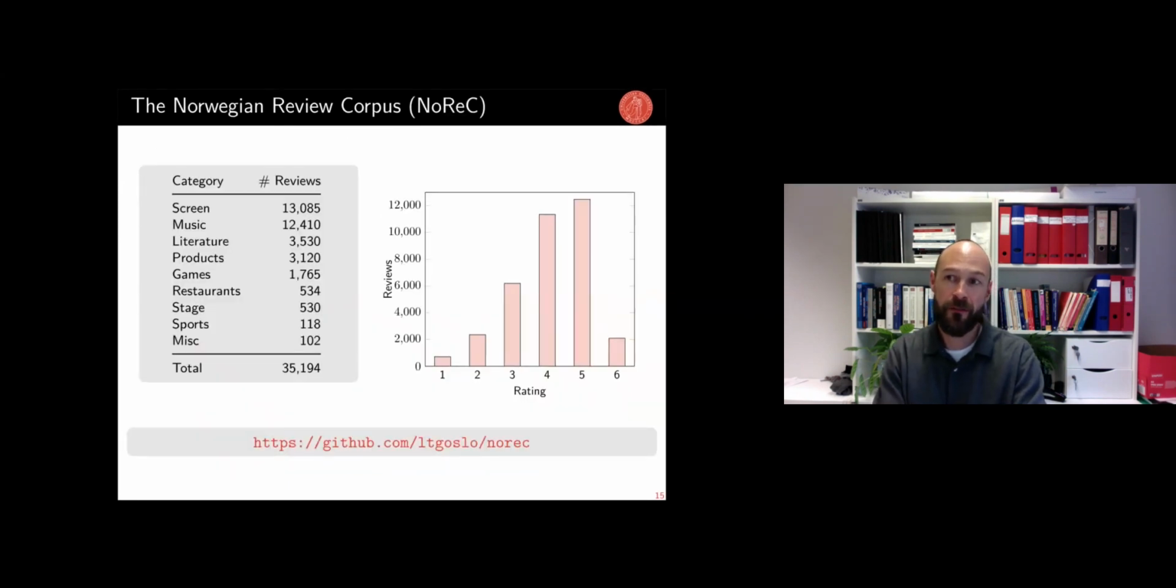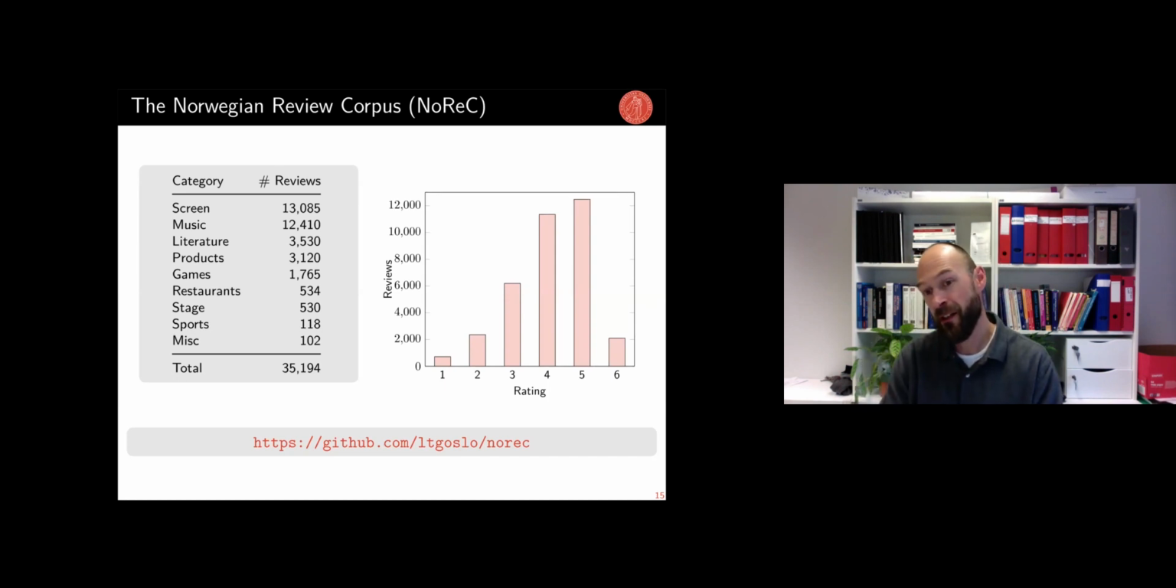So here are some more details for this data set. You basically see the different categories that are represented. Screen is the biggest one, it contains reviews of things like movies, TV shows, and stuff like that. And then there's music, literature, products. It's a fairly heterogeneous category, comprising everything from children's food to training gear and home electronics, and then games, restaurants, and so on. So it's a multi-domain data set, which is nice and also sets us apart from many other international data sets.